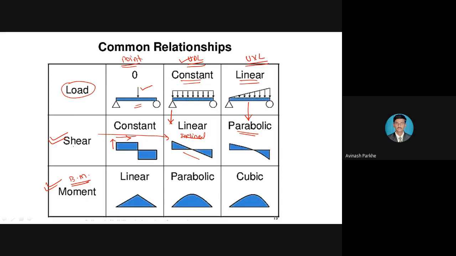So in case of a shear force diagram, the point load can be represented by the vertical line or the horizontal line. Then the UDL can be represented by the inclined line, and the UVL can be represented by the parabolic curve. Similarly, in case of a bending moment diagram, the point load can be represented by the inclined or linear line. The UDL can be represented by the parabolic curve, and the UVL can be represented by the cubic curve.